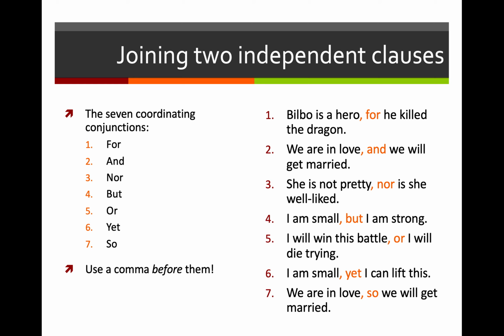I will win this battle, or I will die trying. Two alternative possibilities present themselves with or. Number 6, I am small, yet I can lift this. A little subtle difference between 4 and 6. Number 7, we are in love, so we will get married. There's a cause effect going. So with those simple little words, you can say a lot more than just this, this.